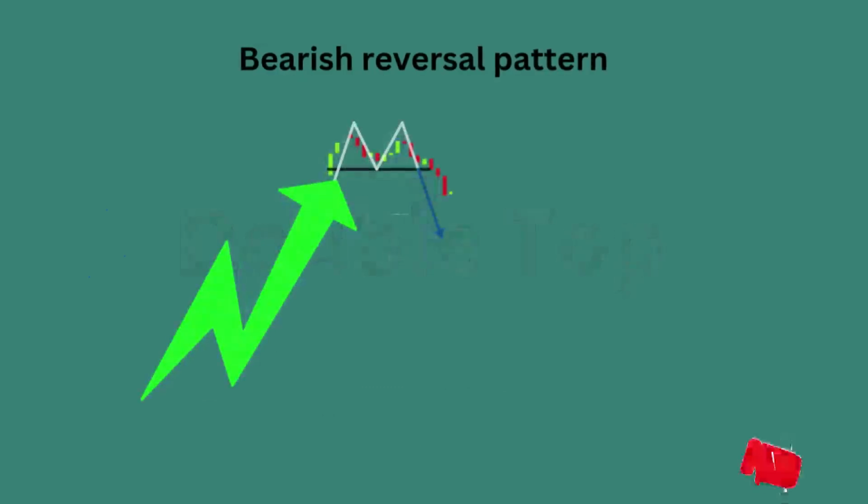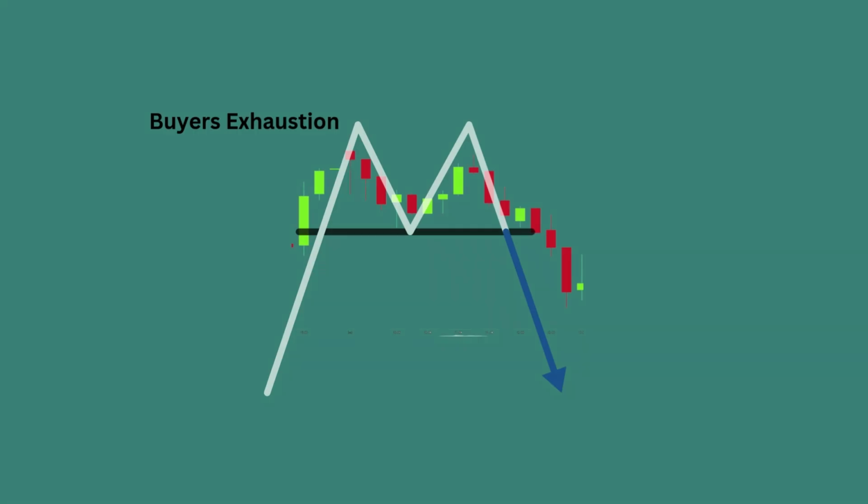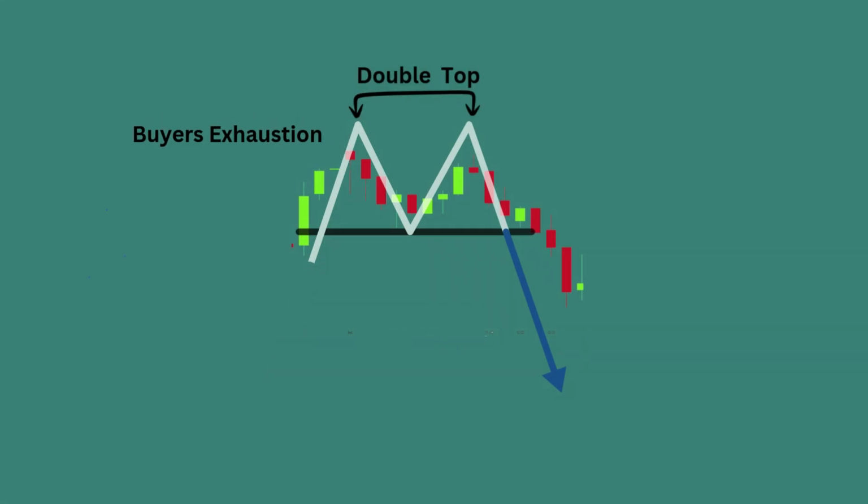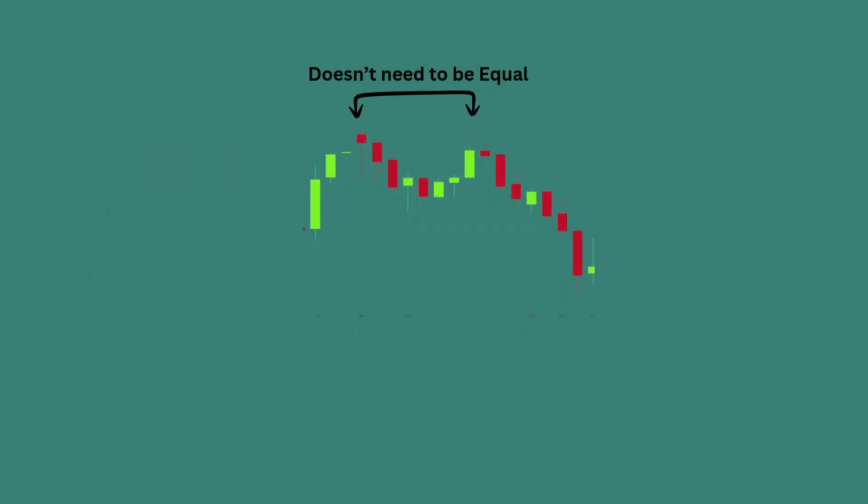So let's start by explaining double tops. A double top is a bearish reversal pattern that occurs at the end of an uptrend. It happens when buyers get exhausted and the upward momentum slows down. You will see two tops in the same area with a valley in between. According to textbook rules, the tops don't have to be perfectly equal, but as long as they are around the same height, they are valid.